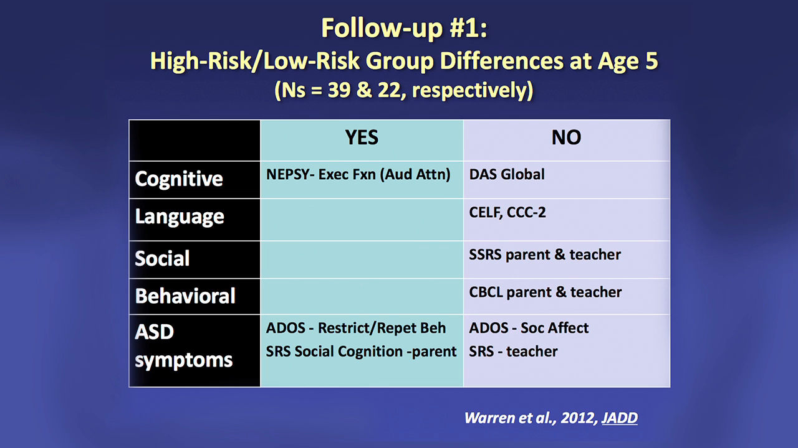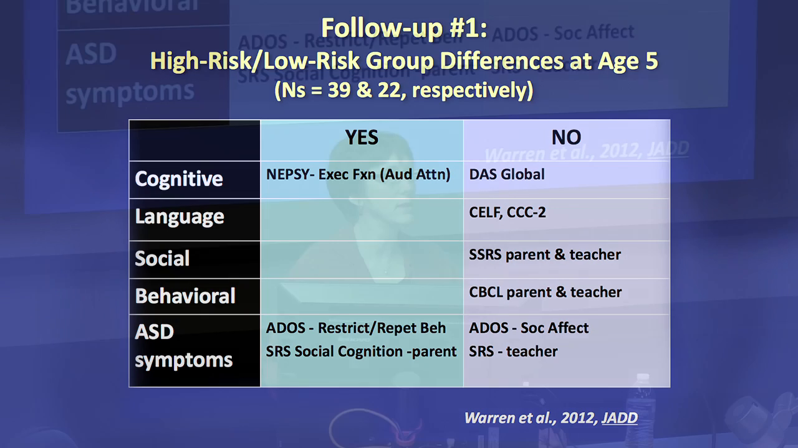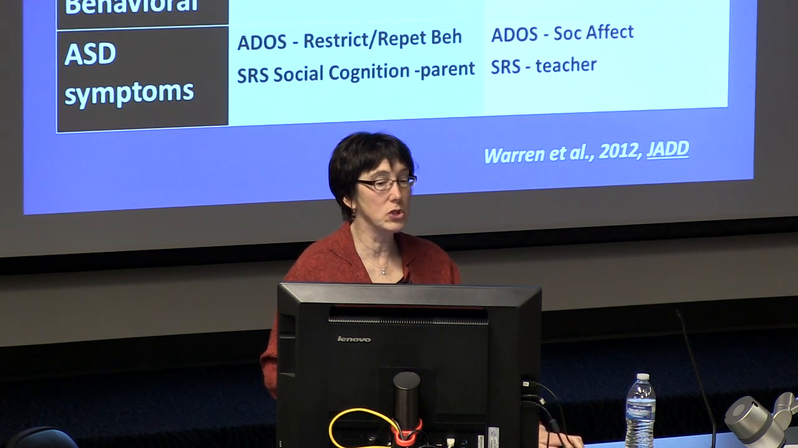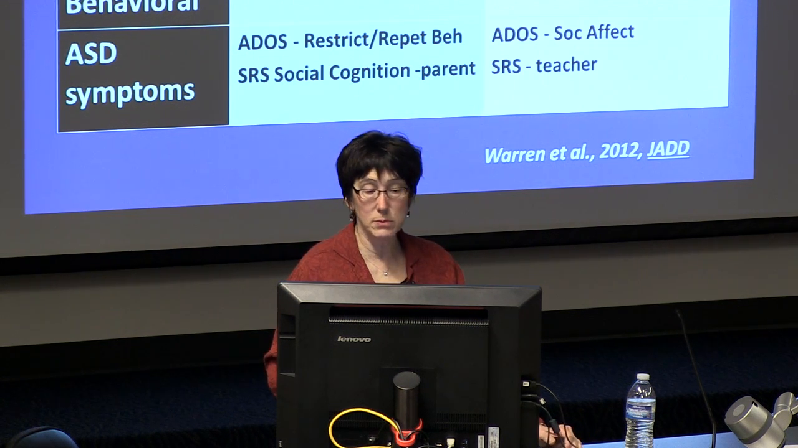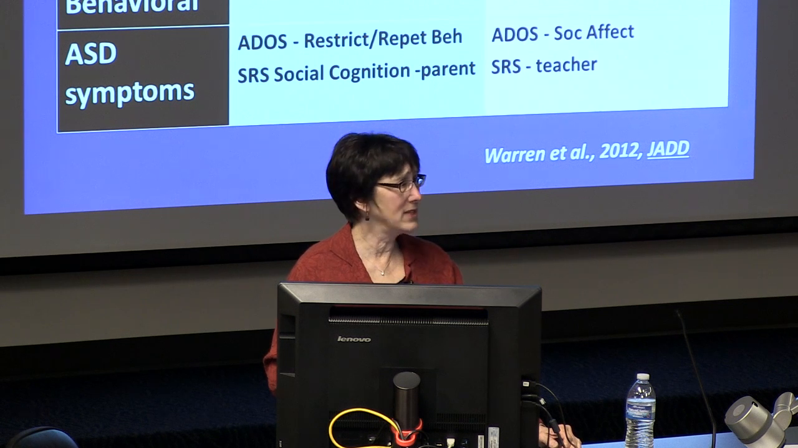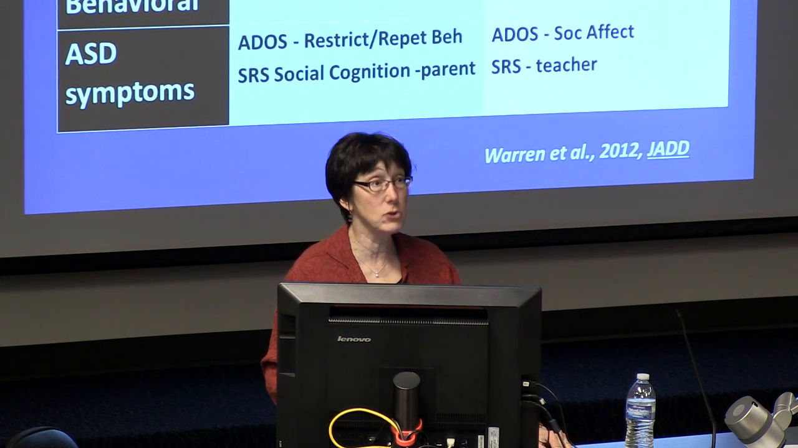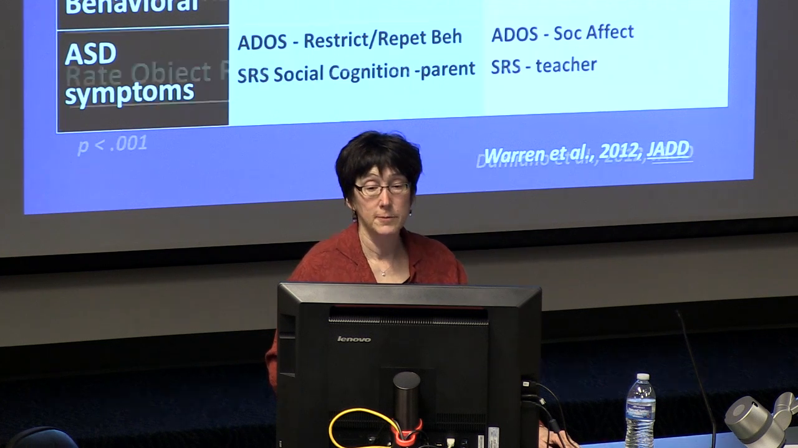high risk and 22 low risk, and we looked at a bunch of different measures, and we found a couple of things in cognitive. It doesn't even matter what they are; they were just a couple of things. But these are all the things that we didn't find differences in. So by the age of five, these children really looked very similar in terms of how parents and teachers were rating them on the Child Behavior Checklist, their language skills. These standardized measures, they didn't look that different.